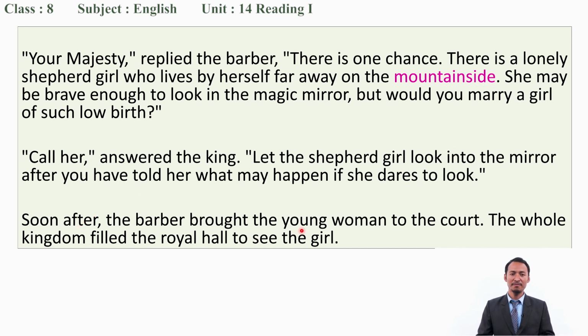Soon after, the barber brought the young woman to the court. The young woman, the shepherd woman, was brought.